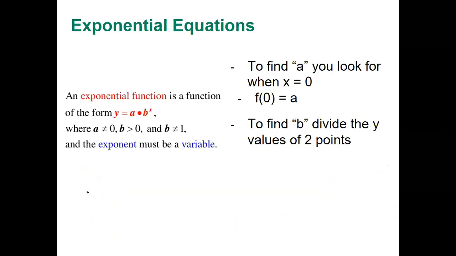So I'm going to show you that not every textbook does it the same way, and I think this one switches it also. An exponential function is a function in the form of a times b to the x. So notice how they switched the a and the b. They put b as the base and a as your y-intercept. So, to find your a, you look for when x equals 0. So f of 0 equals a. To find b, divide the y values of 2 points, which is what we just did.